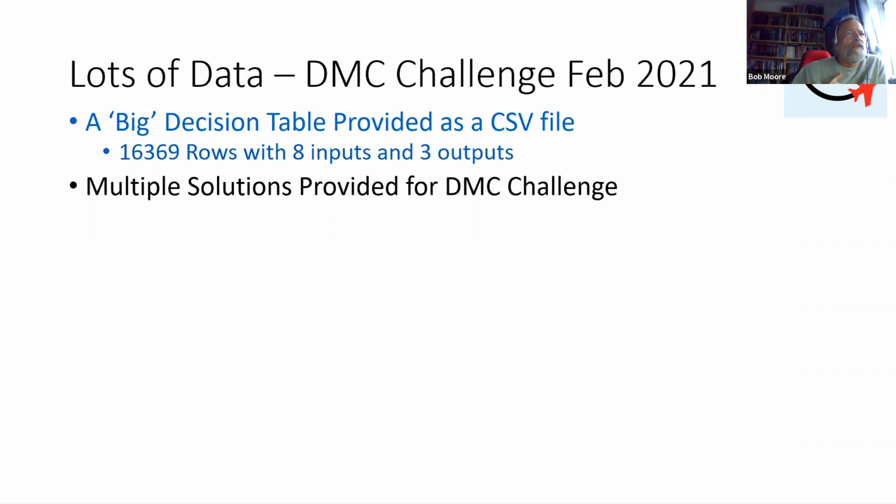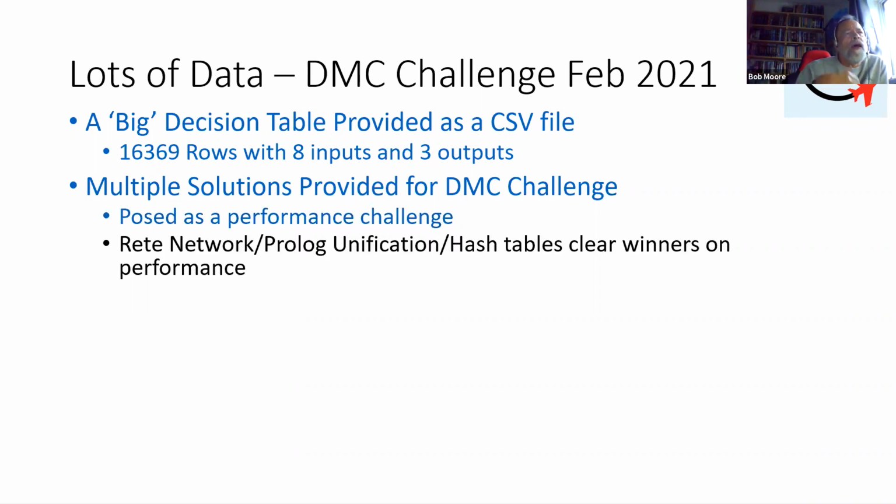For the DMC challenge, there were lots of solutions presented, and one of the things that's interesting about the way the challenge was viewed is that it was posed as a performance challenge. So if I'm given a decision table with lots and lots of rows, how do I get it to make a decision quickly?